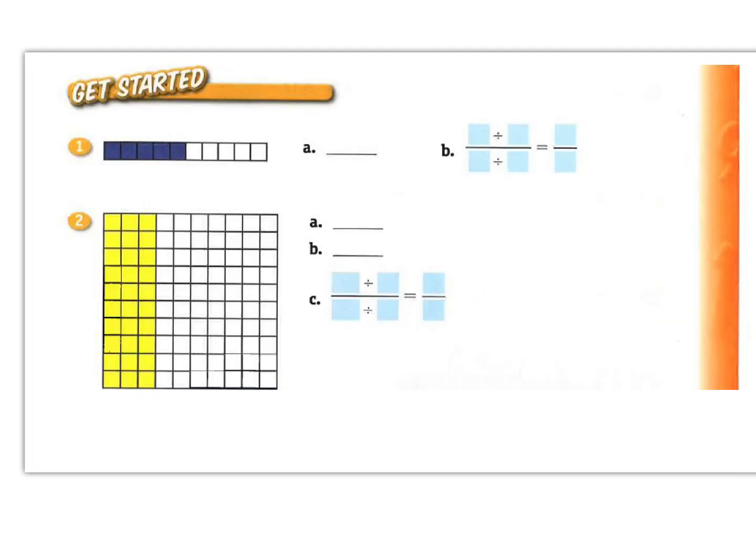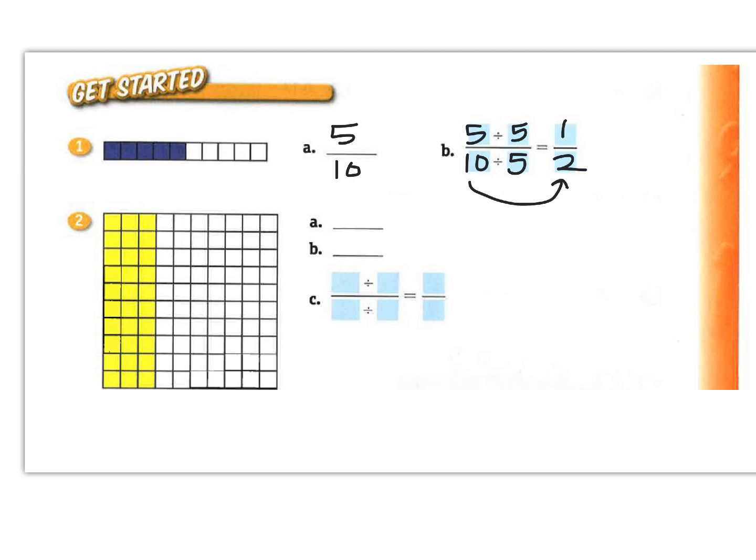Getting started, if we look here, we can see that there is 1, 2, 3, 4, 5, 6, 7, 8, 9, 10 total here. And 1, 2, 3, 4, 5 are shaded in. So we would say that is 5 out of 10, 5 tenths. Now we can simplify that because 5 goes into both 5 and 10. 5 divided by 5 is 1. 10 divided by 5 is 2. So 5 tenths is equivalent to 1/2.